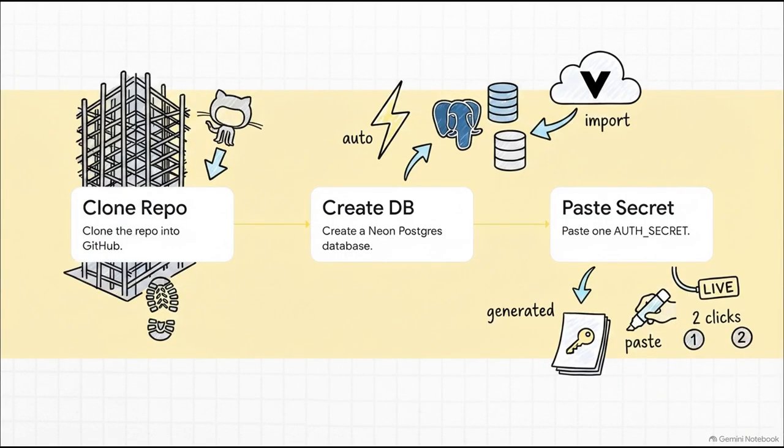Deploying this massive skyscraper foundation is amazingly simple. We're talking near zero configuration. Step 1, you clone the repo into your GitHub. Step 2, as you import it to Vercel, it automatically provisions your Neon Postgres database for you. Step 3, you literally just paste a single generated auth_secret. That is it. Vercel automatically runs the database generation and the seeding. You are live in roughly 2 clicks.